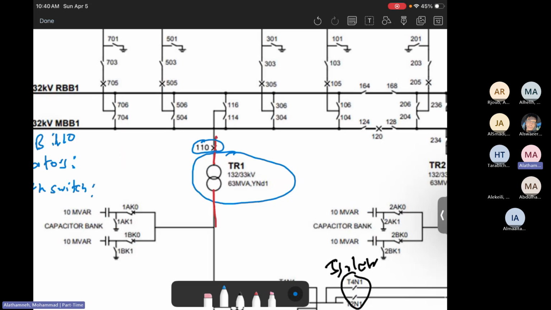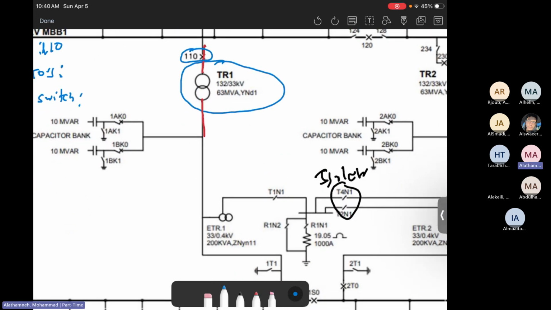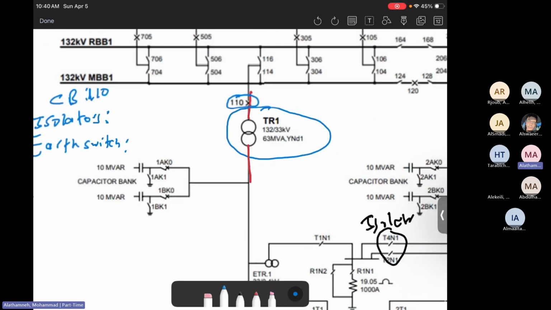Now let's keep going. Is there any other circuit breaker here? No. Keep going. Is there any other circuit breakers here? No. Now go down. Is there any other circuit breaker here? No. Go down the other side. Is there any other circuit breaker? Yes, there's this one. So therefore, we will add 1 T0. Now we disconnected the power.